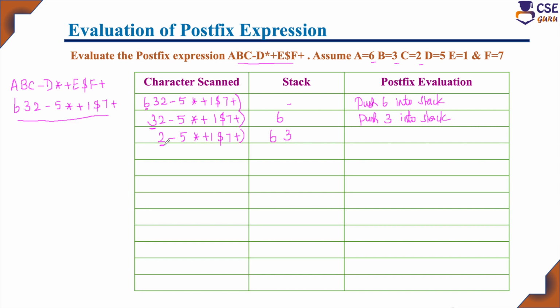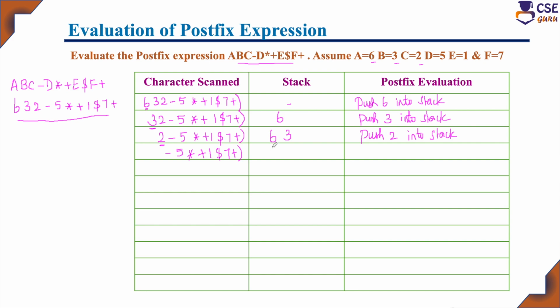And the next input character is 2. 2 is an operand. If it is an operand, push it onto the stack. Very simple procedure. Whenever you encounter an operator, pop the top two elements and implement the corresponding operation, and the result you get is pushed back into the stack. These two steps you will implement repeatedly in this postfix evaluation. Nothing to confuse here. And next, the remaining input characters are minus, 5, star, plus, 1, dollar, 7, plus, closed parenthesis.